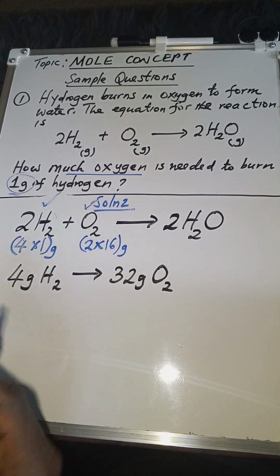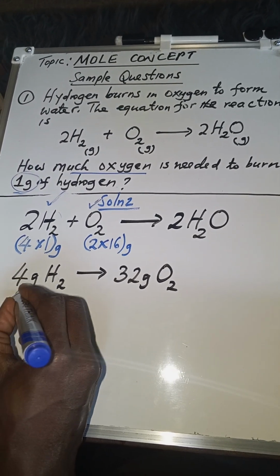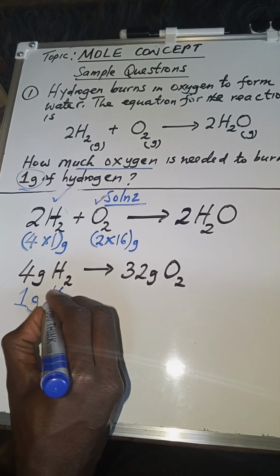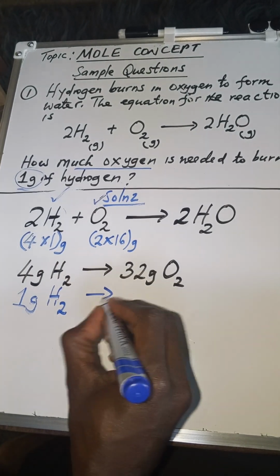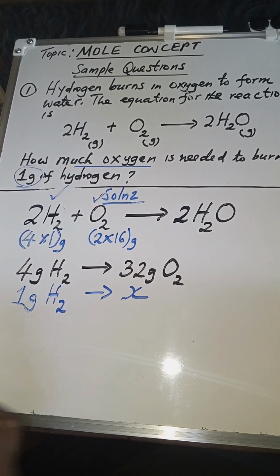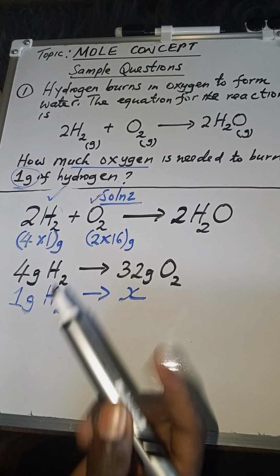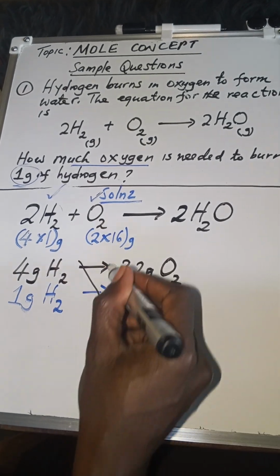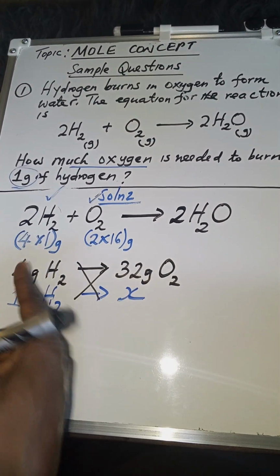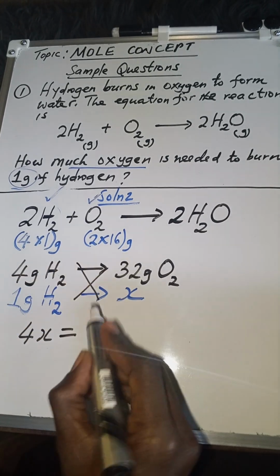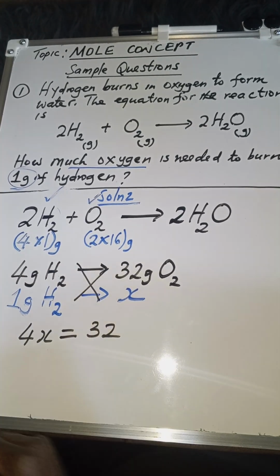So what you can do now is simply say, suppose I use 1 gram of hydrogen, then what mass of oxygen? You don't know, so you replace it by X there. Sorry, I'm changing markers so that you are able to see. To find X, you cross multiply. So it will be X times 4, that will give me 4X is equal to 1 times 32, which gives me 32.